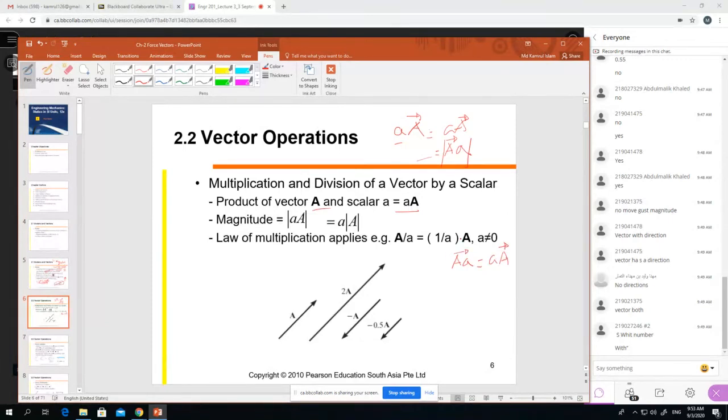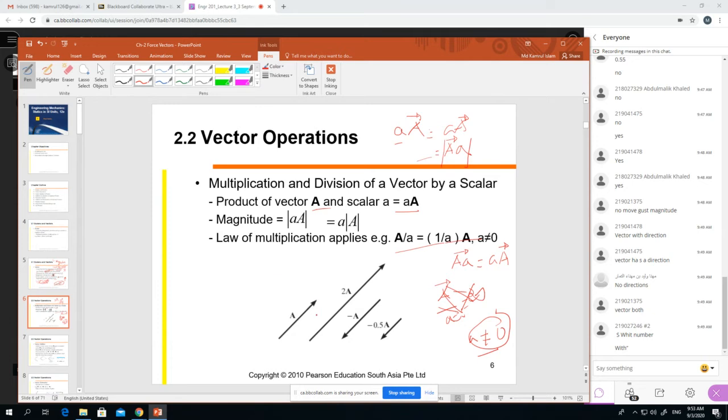So the vector times a is the same as a times the vector, no problem. But when you want to divide by something, we can divide by a, but a can never be zero. If a is zero, that means it is going to infinity, that is meaningless, right? So a can never be zero.